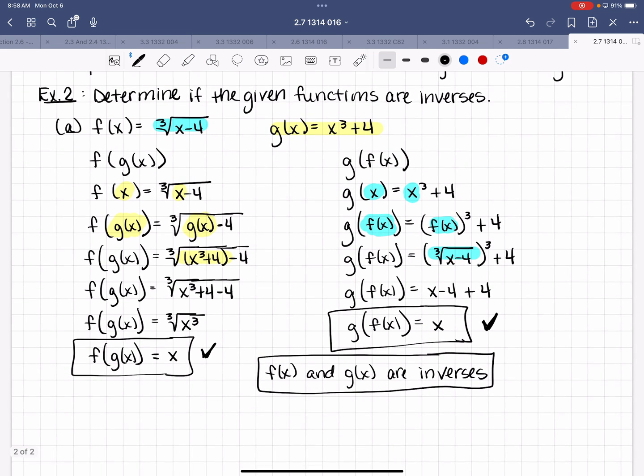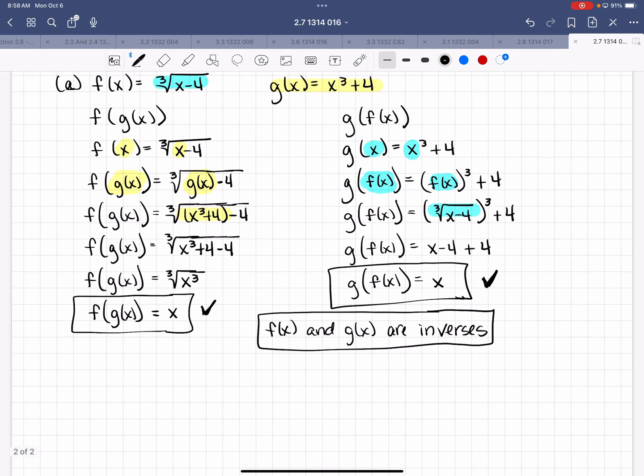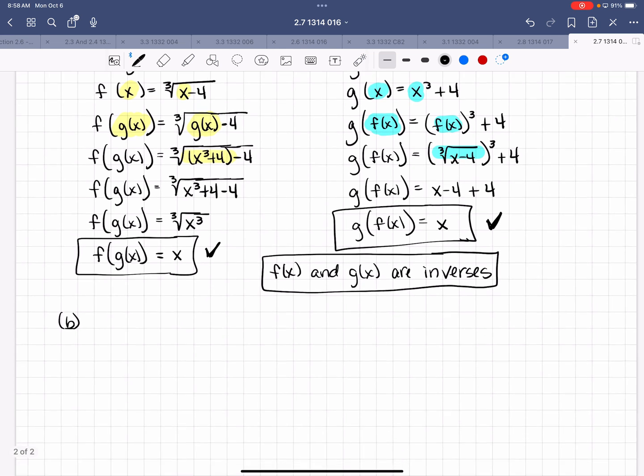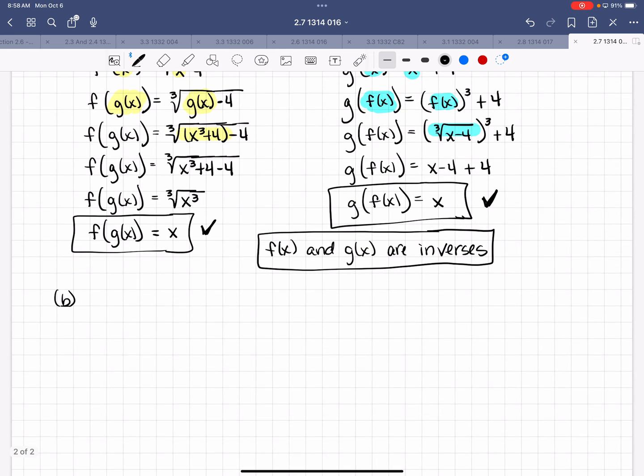Okay, let's do a B. B, they ask me the same thing. They go, it's still example 2, determine if the given functions are inverses. And B says f of x equals 3x minus 7, g of x equals (x plus 3) over 7.